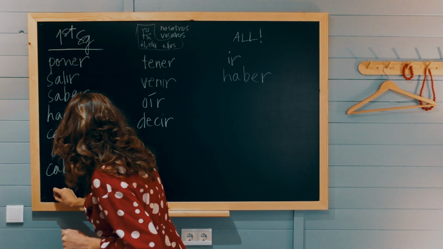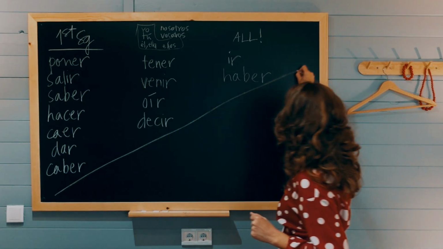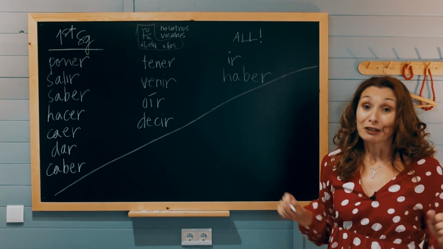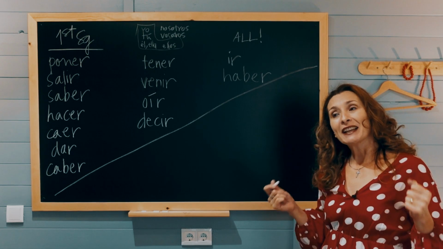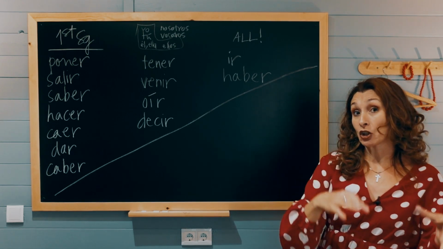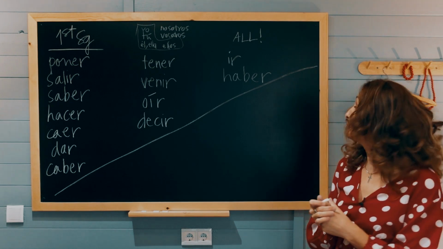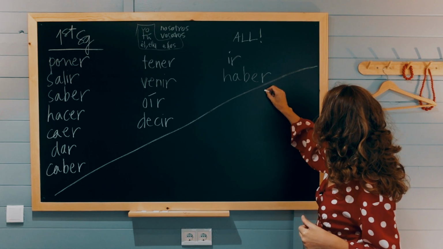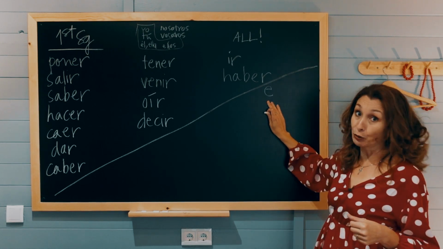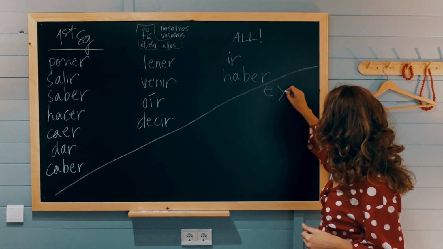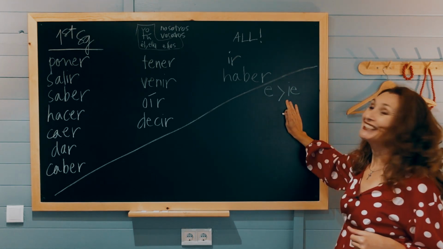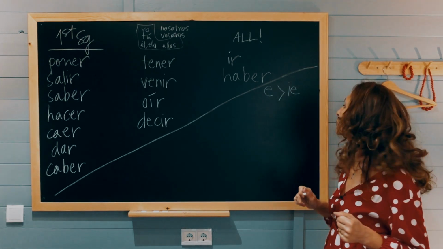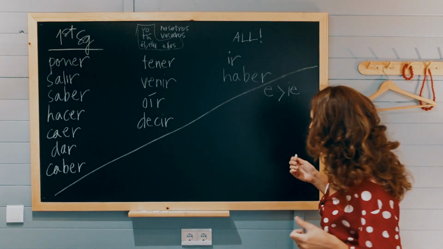Now, apart from these really irregular verbs, we can talk about other irregular verbs, but they have irregularities which they share with other verbs. So one of them is when the e from the root of the verb changes into ie or ye.